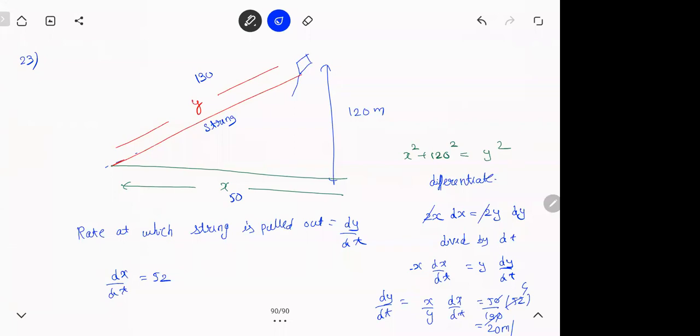Again, I'll explain. See, the red color one is the length of the string. Horizontal is the green one. The green one is increasing at a rate of dx by dt, which is 52. So x square plus 120 square is y square, Pythagoras theorem. Height won't change. So he is asking the rate at which the string is being pulled out, that is, he's asking dy by dt. So I differentiate x square plus 120 square equals y square. x square's differential is 2x into dx, and 2y dy. Basically, when I do dy by dx, this dx comes this side, left side shifted. Then it's a matter of substitution.